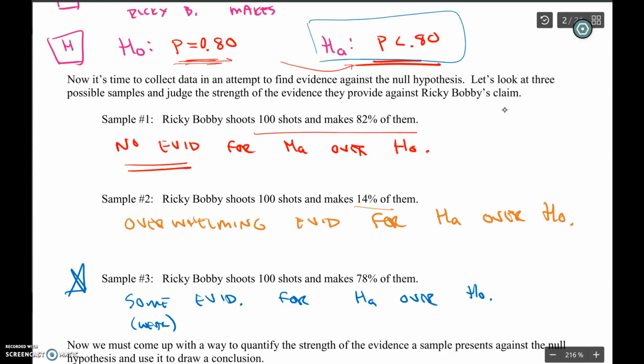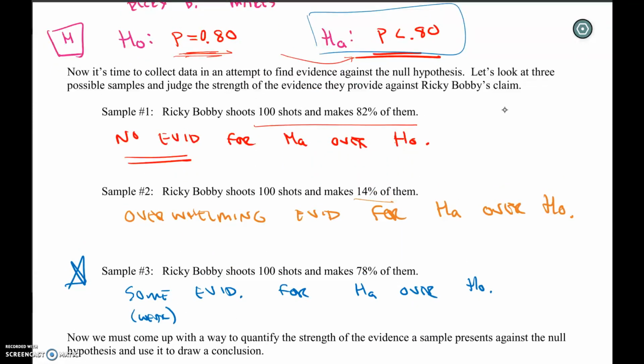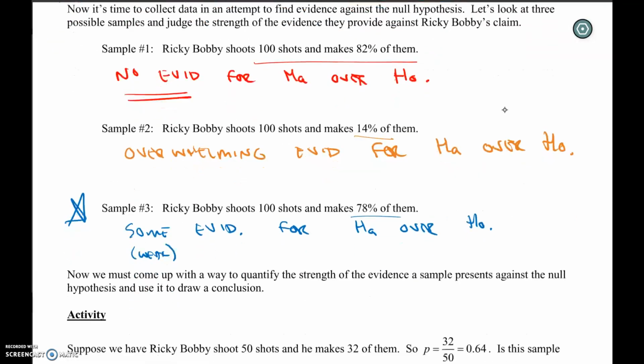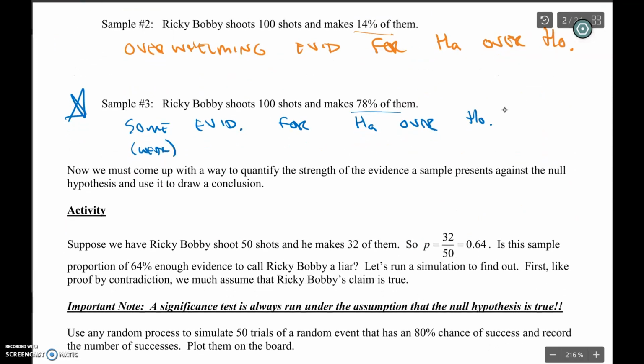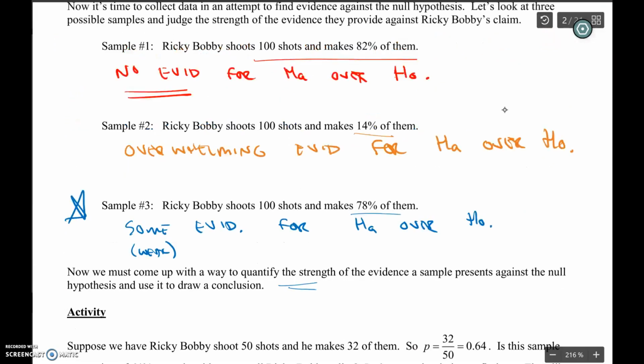If I did this 10 times, I might make 80, I might make 82, I might make 83%. But every once in a while I'm going to make under 80. So my claim is still true, and I'm not going to pay the bet. So the question is, who's right? Who wins the bet? Now we must come up with a way to quantify this strength: no strength, overwhelming strength, some strength.